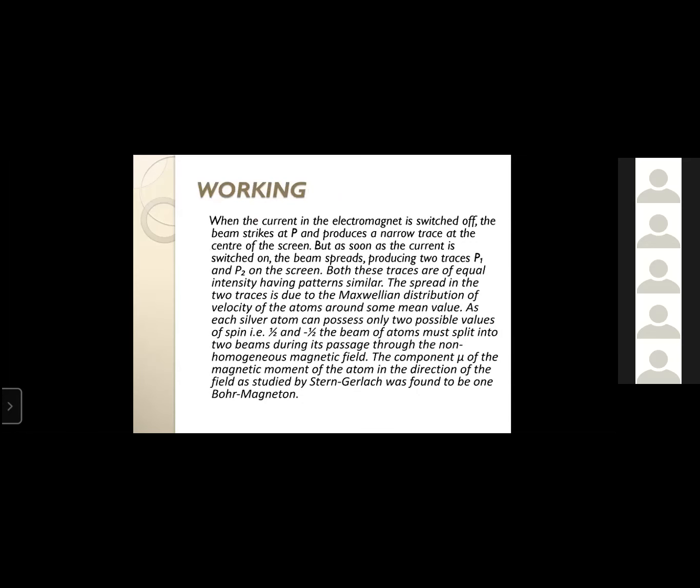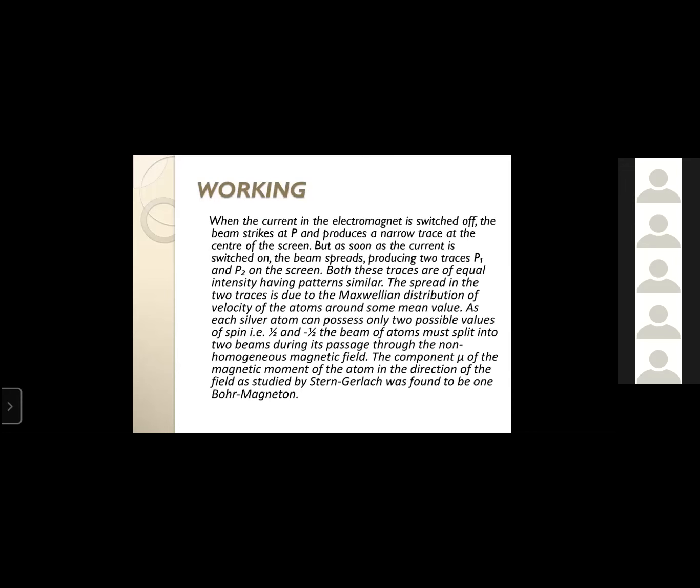Working. When the current in the electromagnet is switched off, the beam strikes at P and produces a narrow trace at the center of the screen. But as soon as the current is switched on, the beam spreads, producing two traces P1 and P2 on the screen. Both these traces are of equal intensity and have the same patterns.